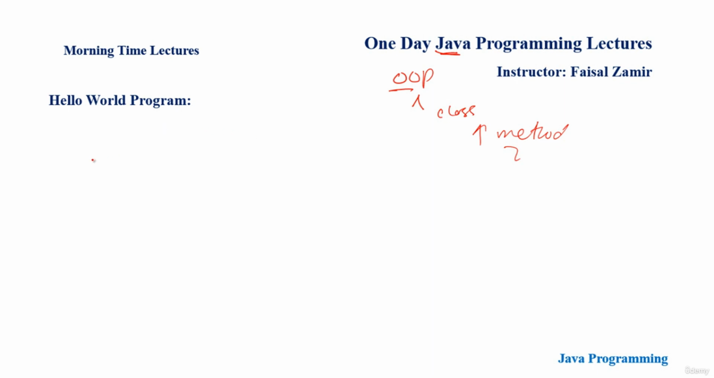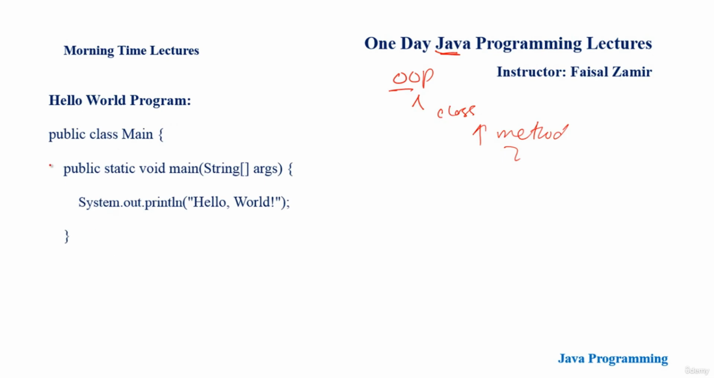So in this video lecture, first of all I will show you a basic program, that is a Hello World program, and also discuss its basic structure. You can see that this is a Hello World program. Here it is public, and it could also be private or protected. It means that this class is public, so anywhere you can access this class.